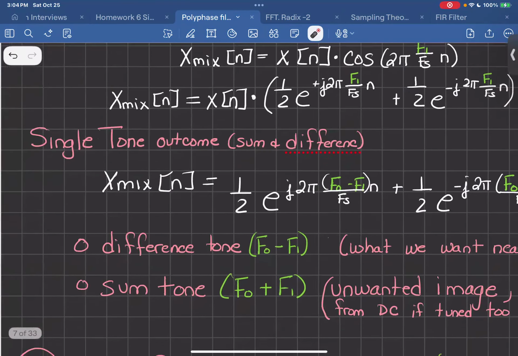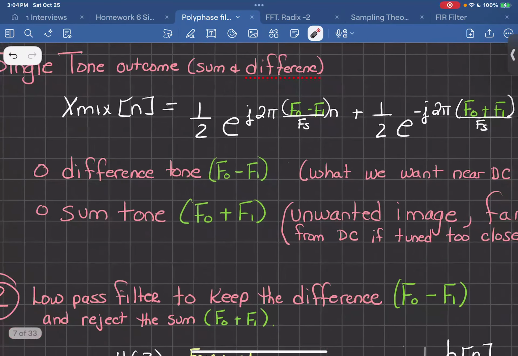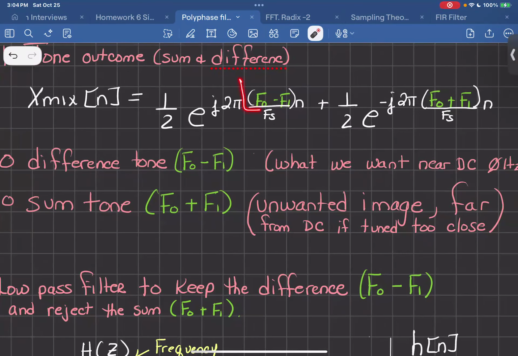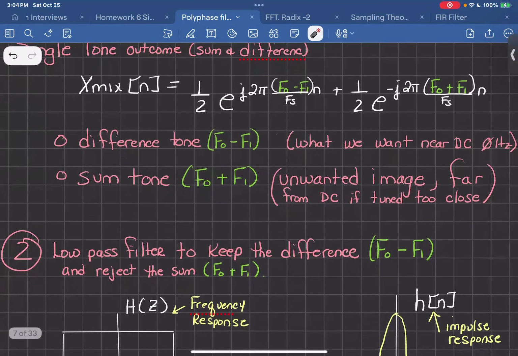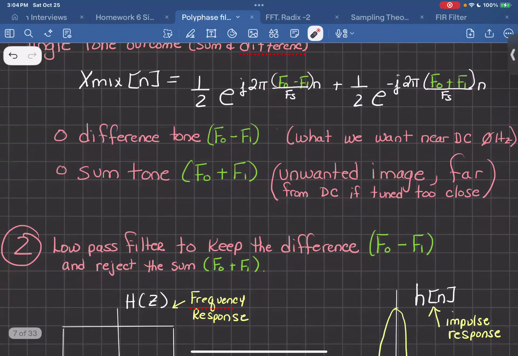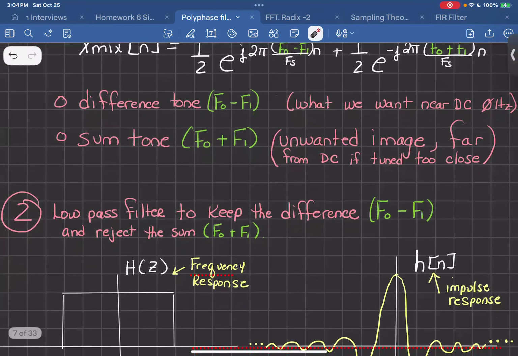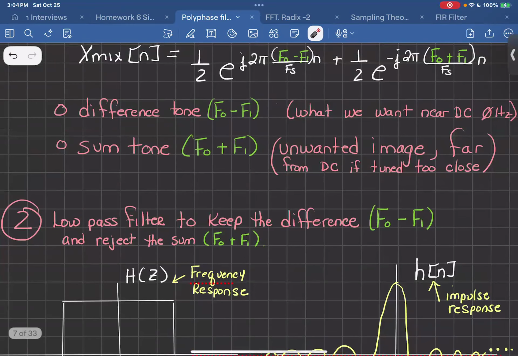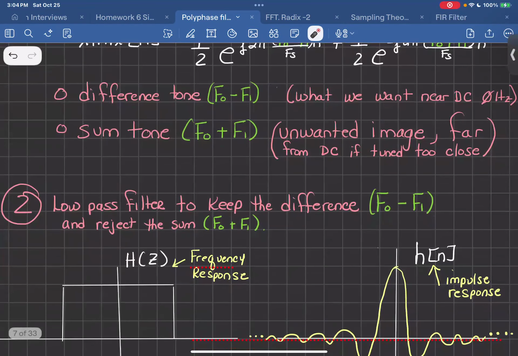And so when we mix, the outcome of the mixing gives us a difference and a sum. This derives straight from our trigonometric identities. You can look at my previous videos, or you can review your trig, and you will see that you will get what I get. When you multiply a cosine A times a cosine B, you get the sum and difference of those arguments within the functions. So we get a difference and we get a sum.